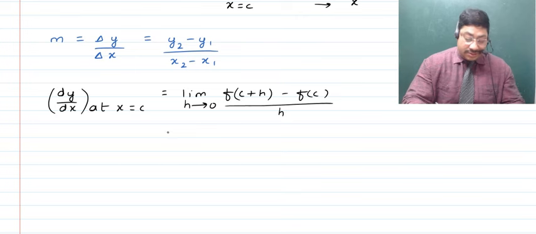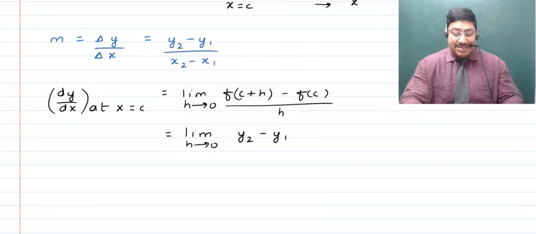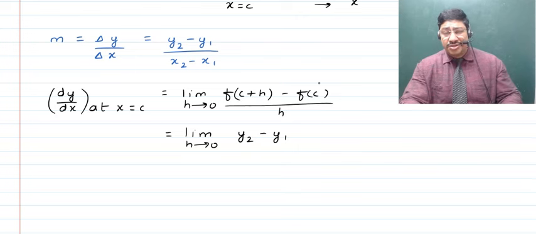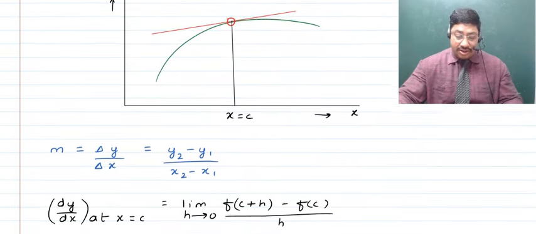So here, children, just note, this is limit h tending to 0. Here in the numerator we have some y2, from which we are subtracting y1. That is, f of c plus h was the value of the function at a later point, and f of c is the value of the function at c. For that matter, let us quickly mark this on the curve as well.